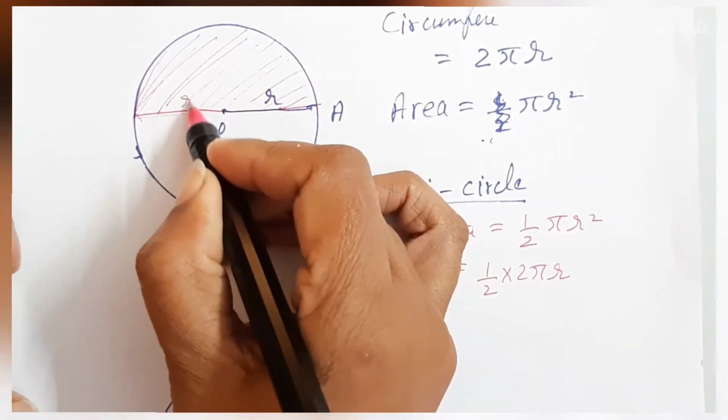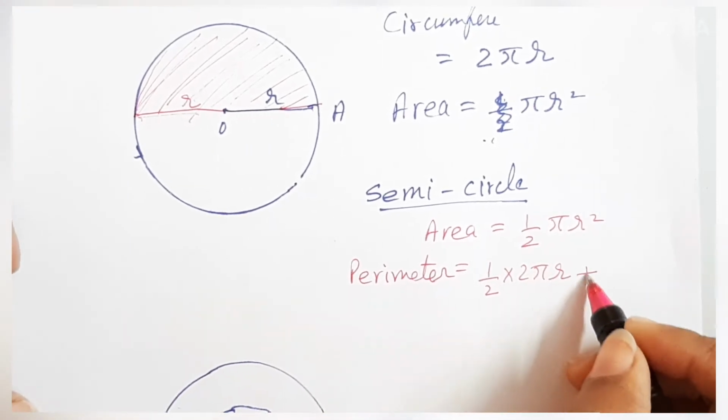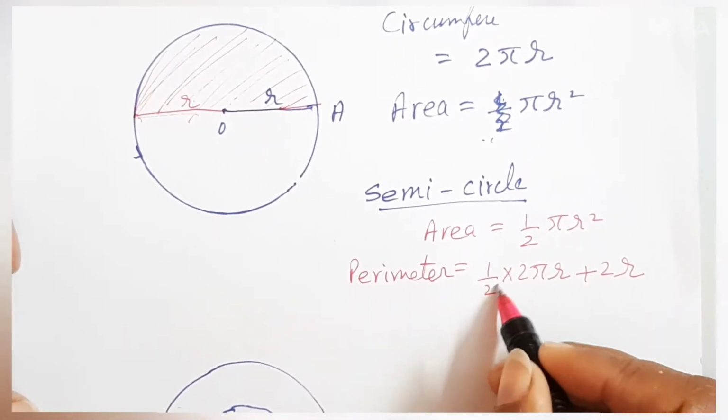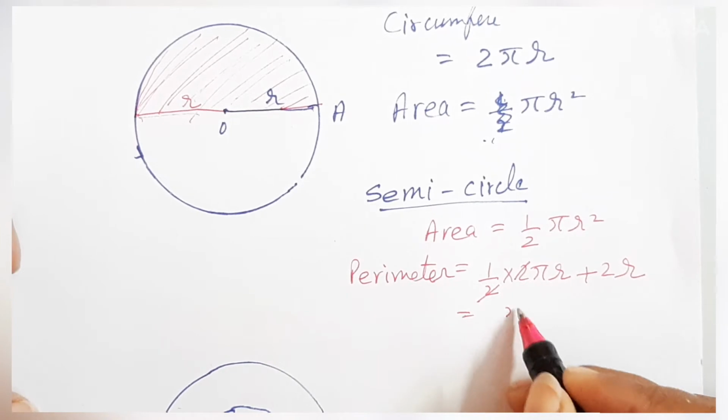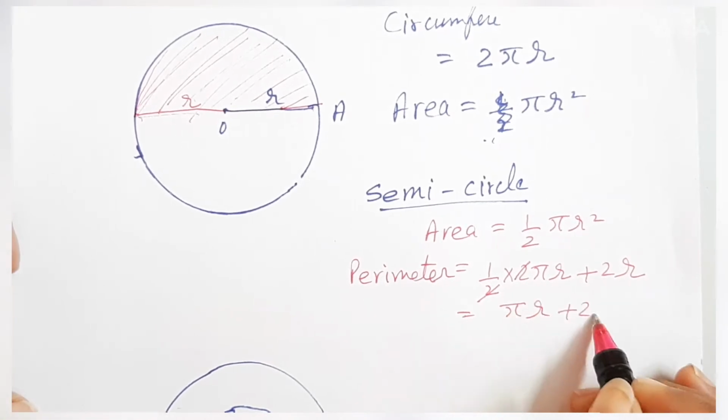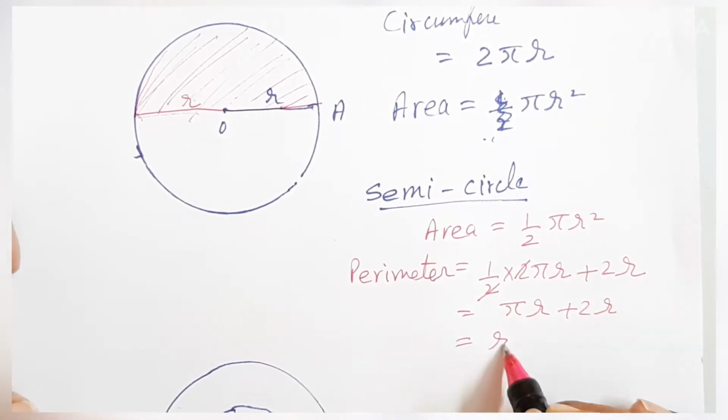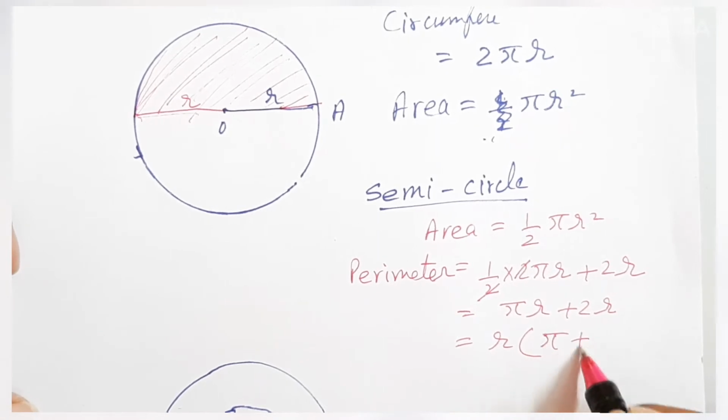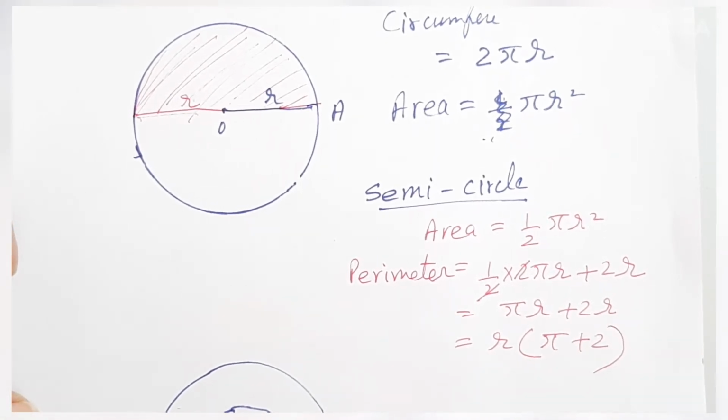Diameter I can say 2r also. So plus 2r. Now half and 2 will get cancelled. So pi r plus 2r. Again you can take r common. It is r into (pi plus 2). So this is the perimeter of a semicircle.